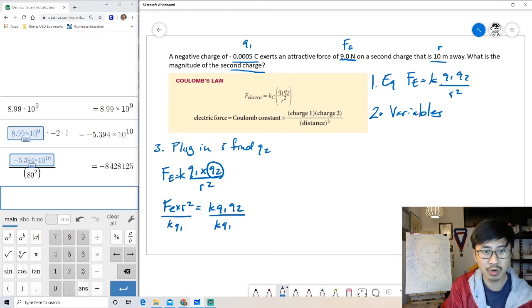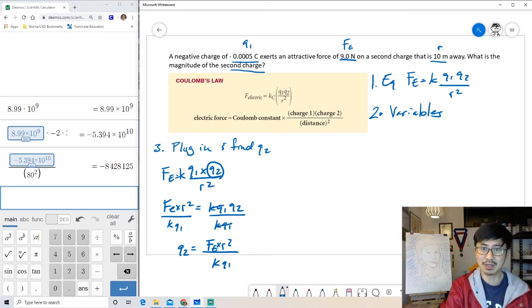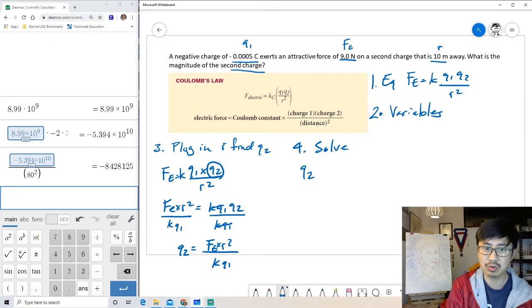So I end up with Q2 is equal to FE R squared times R squared divided by KQ1, right? Now we plug in and solve. So I know that my second charge, Q2, is equal to my electric force, it's 9 newtons, times my R squared, which is going to be 10 squared, divided by my K.